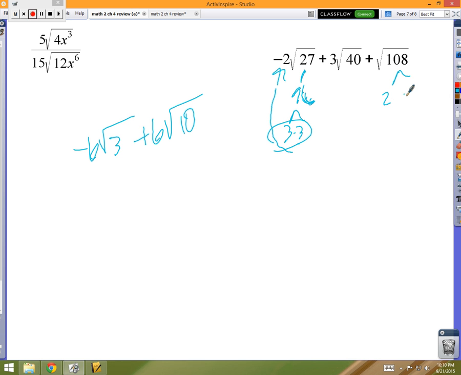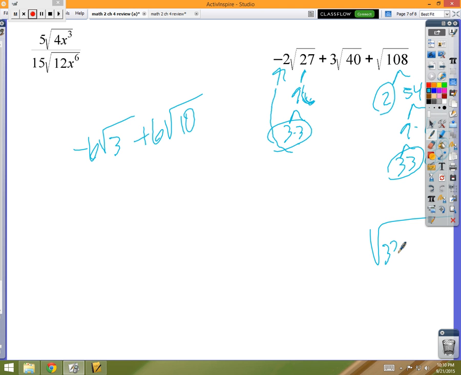108 is going to be 2 and 54. 2 is done. 54 is 9 and 6. 9, there's my perfect square. 9 is a 3 and a 3. 6 is 2 and 3. So check this out. In 108, I have 3, 3, 3, 2, 2.